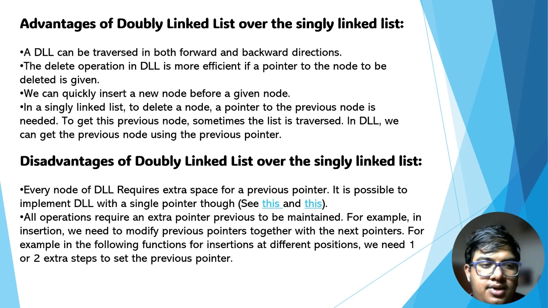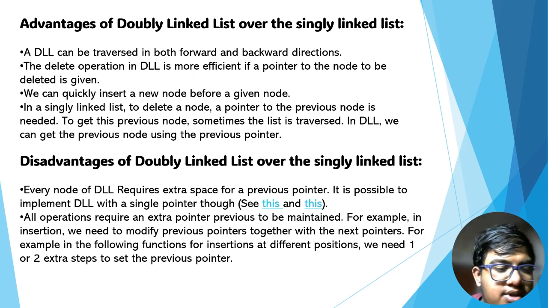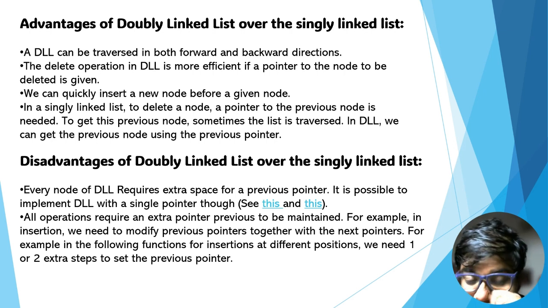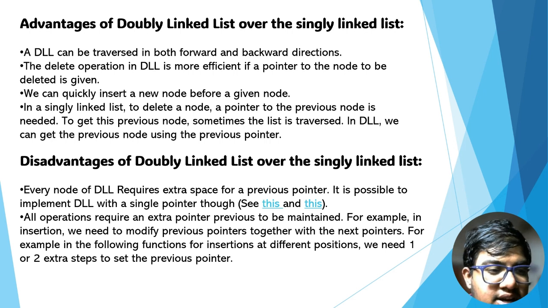Now some of the disadvantages. In a singly linked list, to delete a node, a pointer to the previous node is needed, while in doubly linked list it is present. So as I mentioned just now, since it points backwards also, you can delete backwards also. But there are some disadvantages. Every node of the doubly linked list requires extra space for a previous pointer, while singly linked list needs only one space for one pointer. And another one, all operations require an extra pointer to the previous to be maintained.